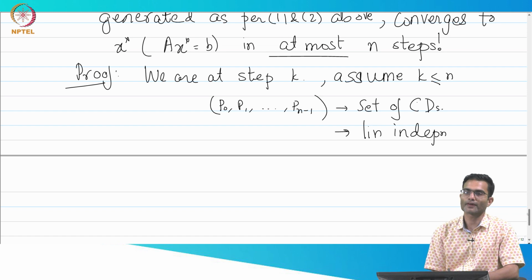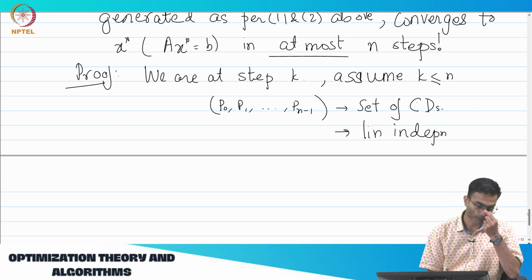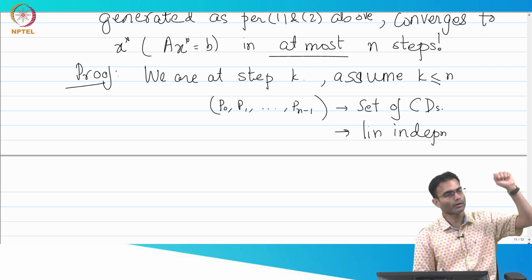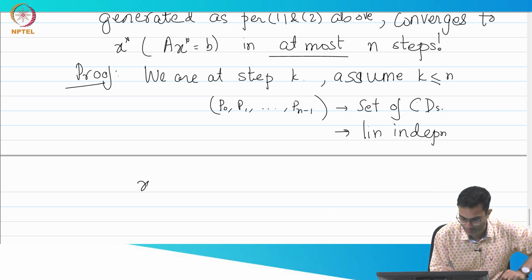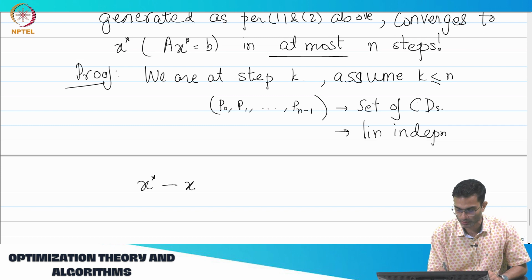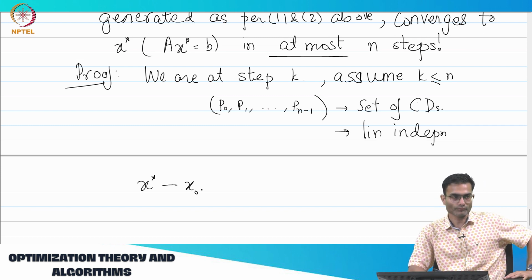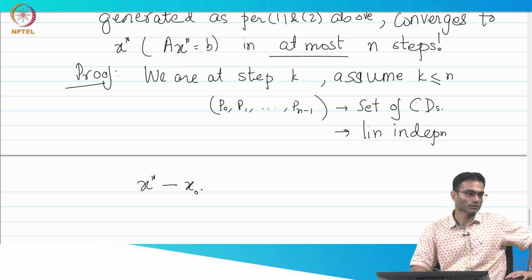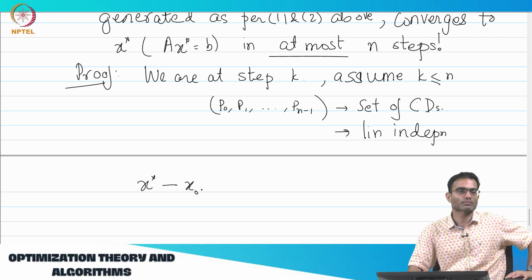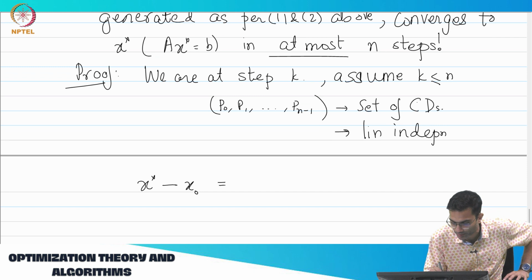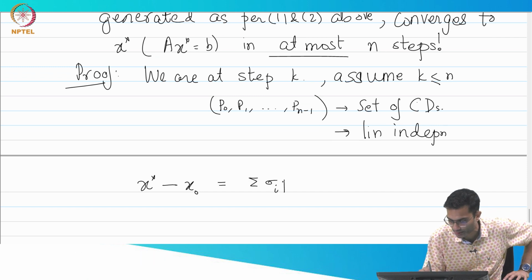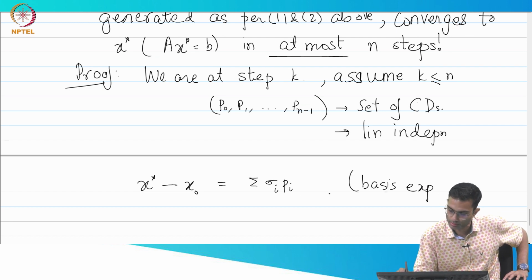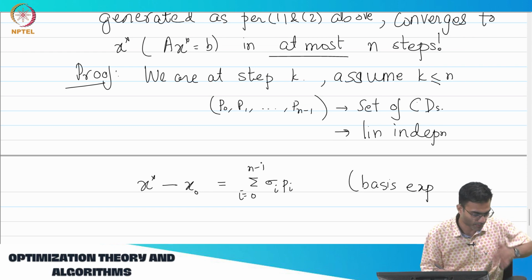Okay. So if I know that they are linearly independent, I want to know how far am I from the starting point to the end point. So if I write a vector like this, so x star is where I end, x naught is where I began. In this case, is this a vector? Can it be written in the basis of p's? Very obviously yes. So I can write this as summation sigma i pi, i equal to 0 to n minus 1. This is just basic linear algebra, basis expansion.